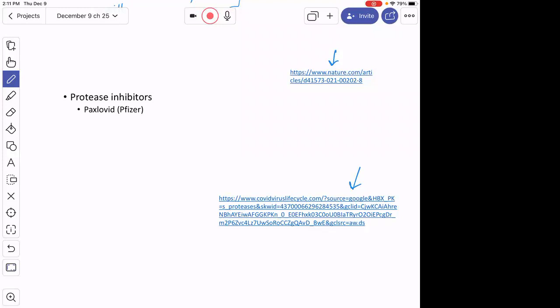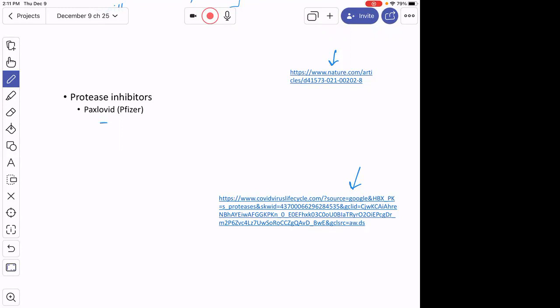Paxlovid is a protease inhibitor. So we're building on 20 years of protease inhibitors that we've used for HIV. And this is very specific to the COVID protease. The protease enzymes have a very slow mutation rate. So this has the potential to work for a long time.